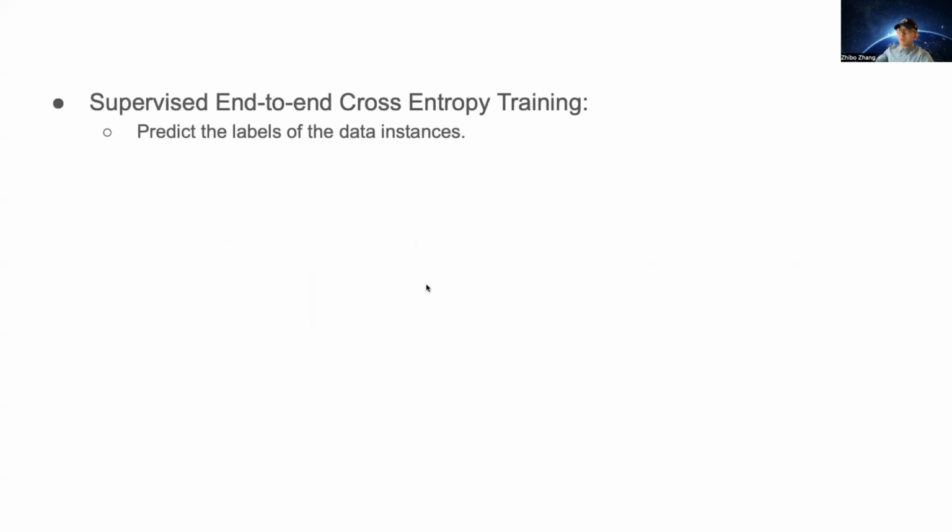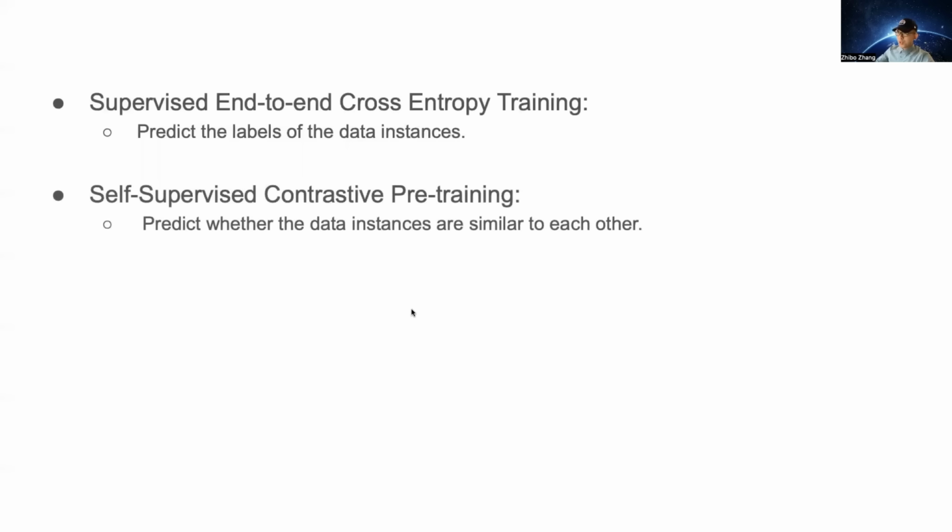So remember that the supervised end-to-end training for image classification generally adopts some cross-entropy loss. The goal of it is to predict the labels of the data instances, right? For example, if the image contains a dog, then by inputting the data instance, the classifier or the model itself directly learns to predict the label of that data instance. So that is the goal of the supervised end-to-end cross-entropy training.